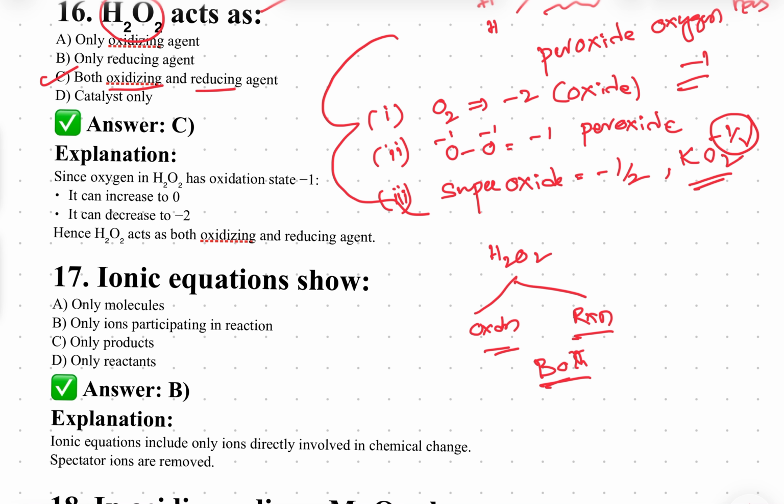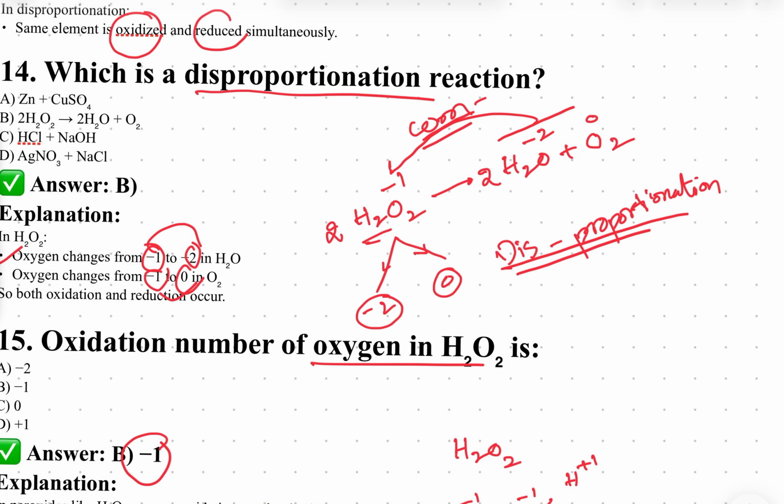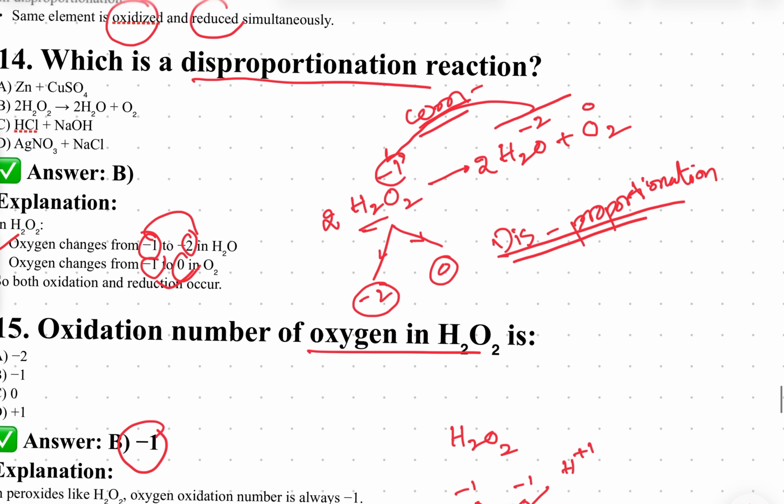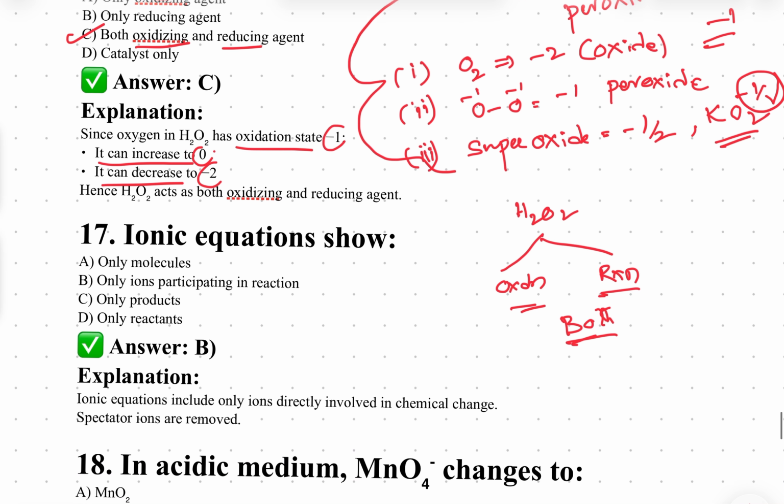You can take one example. In H2O2, oxygen is minus 1. So it increases to 0 and decreases to minus 2. Just now we discussed the increase and decrease of oxidation state. Therefore, decomposition takes place and it undergoes oxidation and reduction. Minus 1 to minus 2 is addition of electron. Minus 1 to 0 is removal of electron. Therefore, it undergoes both oxidation and reduction, that is, it acts as an oxidizing agent and a reducing agent.